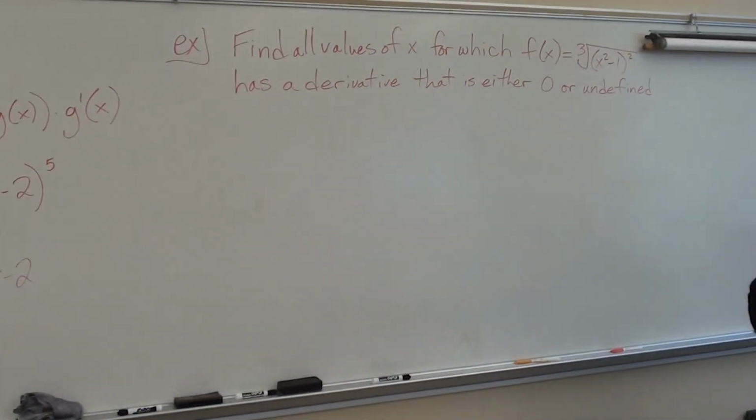This concept will come in handy when we get into applications, knowing where a derivative is either 0 or undefined. So we have the function f of x equals the cube root of the quantity x squared minus 1, squared. And we want to know where that derivative is either equal to 0 or undefined. Now in order to find the derivative, you're first going to probably need to rewrite the function, right? So I want you guys to take a minute in your groups. Rewrite this function with an exponent instead of a radical, find the derivative, and then rewrite it back in radical form.